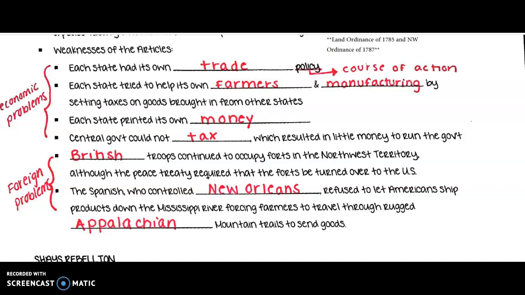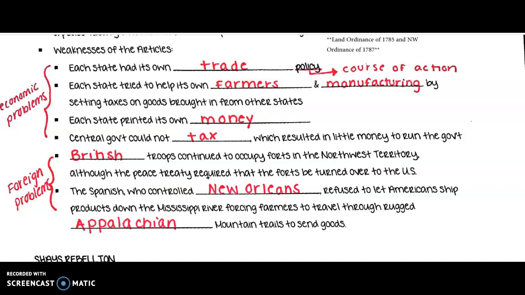So, a few things that made the Articles of Confederation weak: each state had its own trade policy, so its own course of action as it relates to trade. Each state tried to help its own farmers and manufacturing by setting taxes on goods brought in from other states, which could benefit that particular state but hurt another. And as a whole, we're all in debt. So that made things a little bit challenging. Additionally, each state was printing its own money, and the central government could not tax, which resulted in little money in the government. And again, the government needs money to operate.